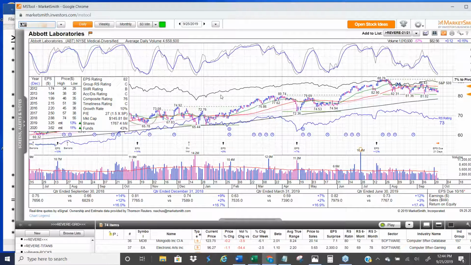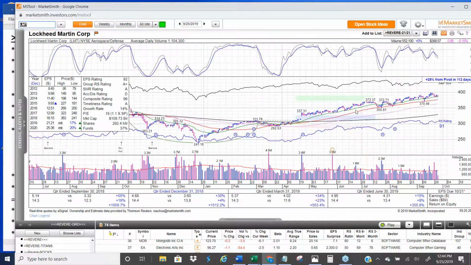Also own Lockheed Martin. Have held this for a couple of months. Bought this breakout, and this has been continuing to trend nicely higher. Notice all pullbacks are being held by the 50-day moving average. So if this would break the 50-day, that would be a change in character and probably a time to lock in some profits.